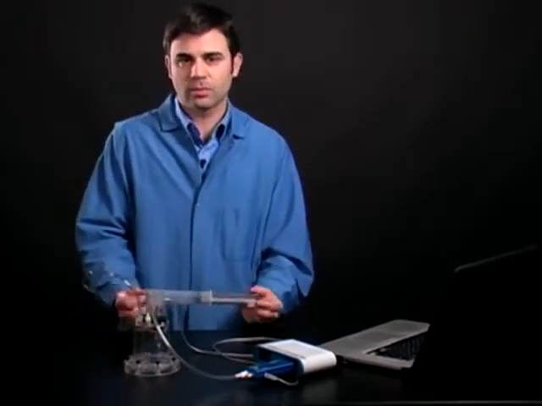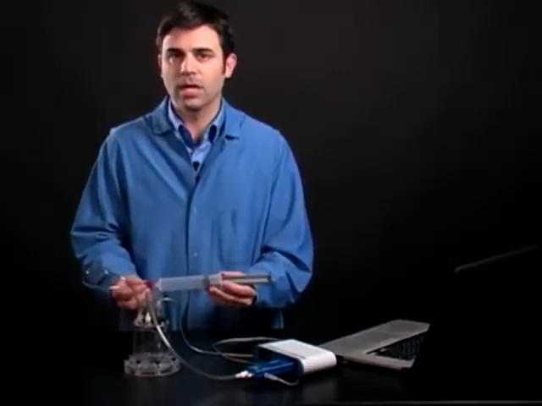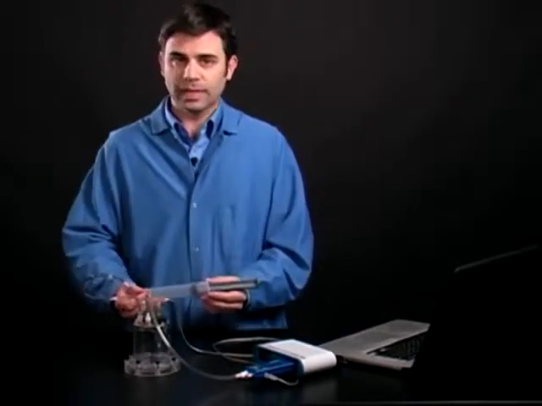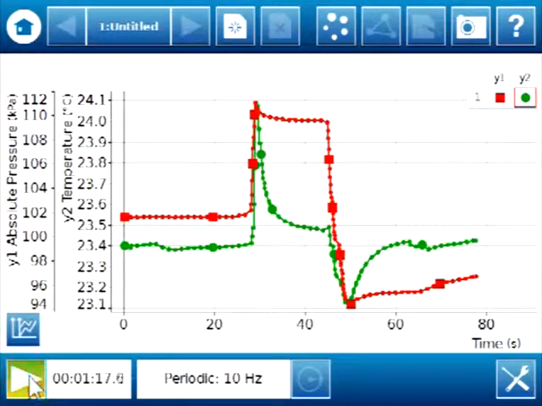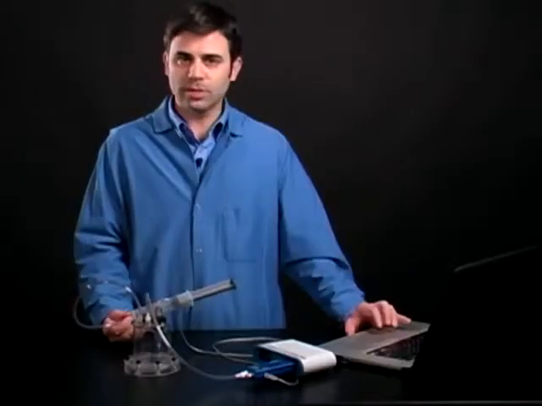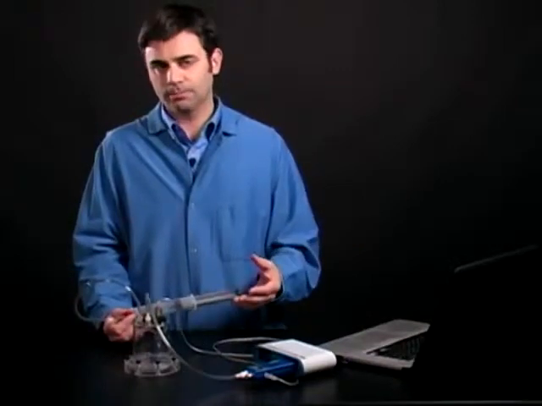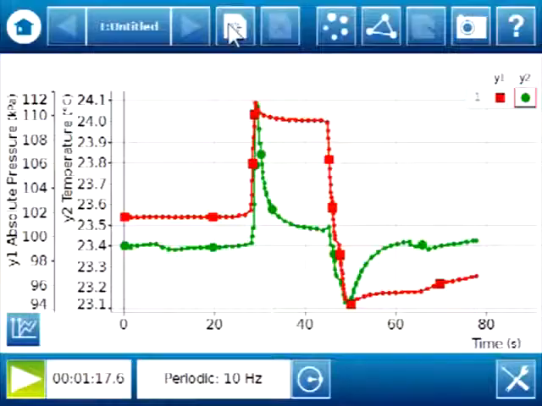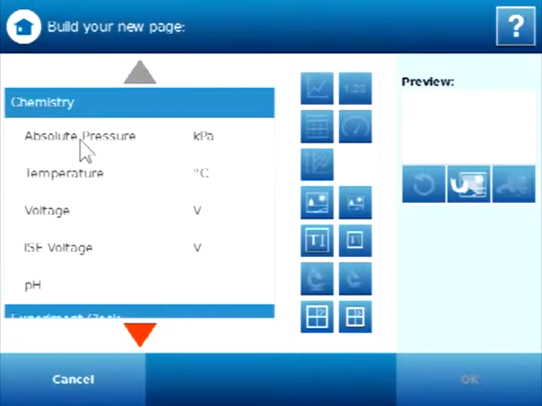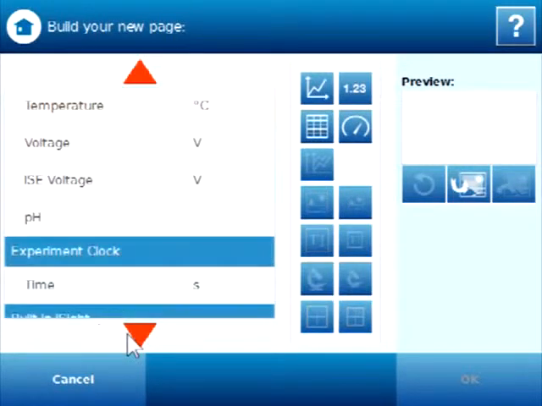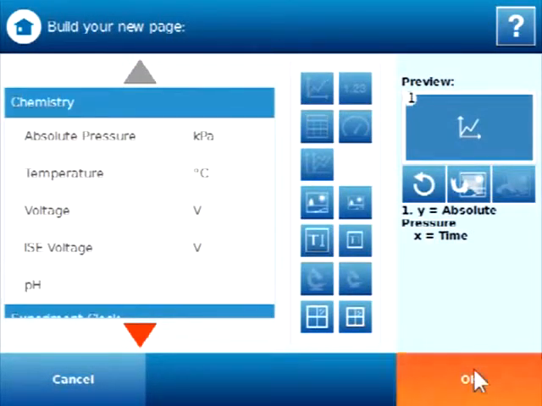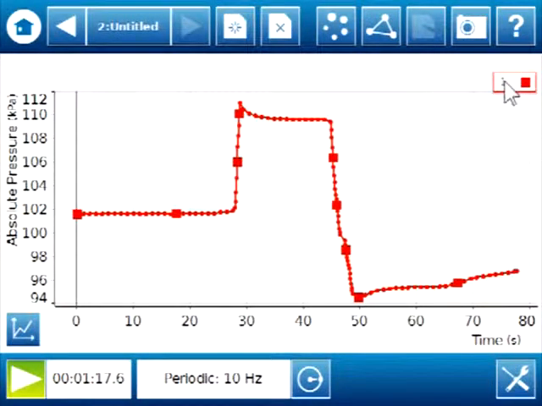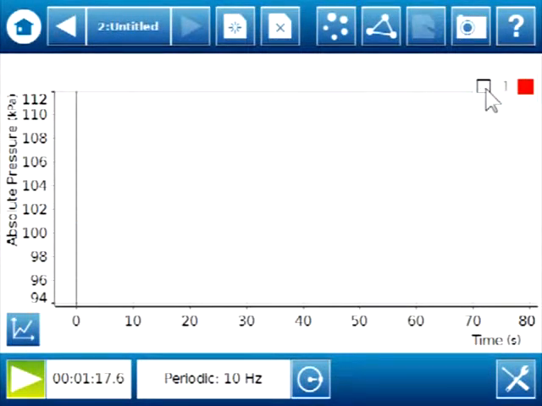The other thing I can do with this, which the stopcock allows me to do, is I can look at adding samples of gas. So I'm going to look at a new page. We'll stop that collection. I'm just going to look at pressure this time, and I'm going to add volumes or moles of gas. So I'm going to look at pressure and look at that on a graph again. And I'm going to hide the first run. I'm just going to worry about this next run.